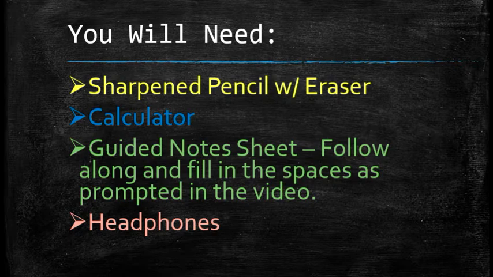For this lesson, you will need a sharpened pencil with an eraser, a calculator, your guided notes sheet, and you'll need to follow along and fill in the spaces as prompted in the video, and of course your headphones. If you're missing any of these supplies, please pause the video and retrieve them and resume the video when you get back.